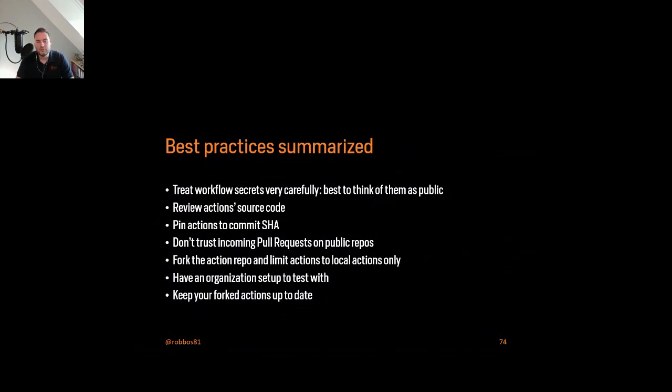Never trust incoming pull requests on public repositories. It's user input, and in this case, it's from the scary internet. So be very aware of what you're doing with them. Fork the action repository, only limited to the actions organization that you created for it. Still have an additional organization set up to test with, and have a good way of keeping your forked actions up to date. The links are in this slide deck, so I'll share that later on.